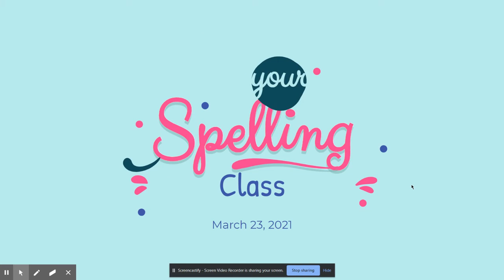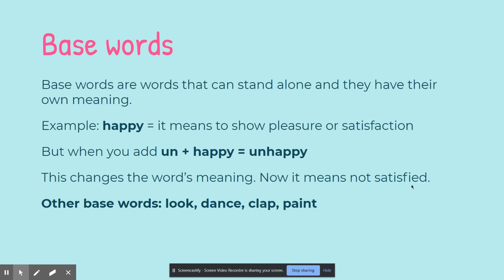Okay, you guys. So today we're going to talk about something new. We're going to talk about base words. So, base words are words that can stand alone and they have their own meaning. For example, happy, it means to show pleasure or satisfaction.